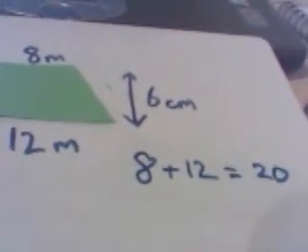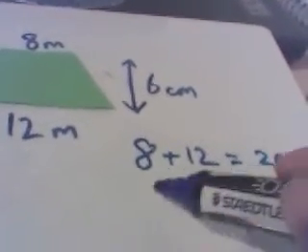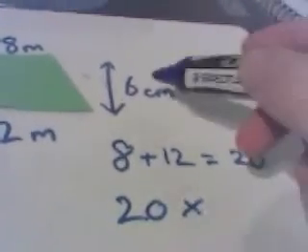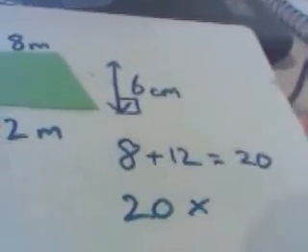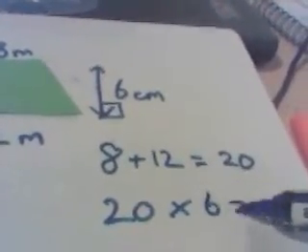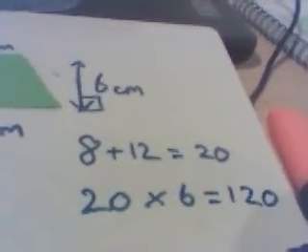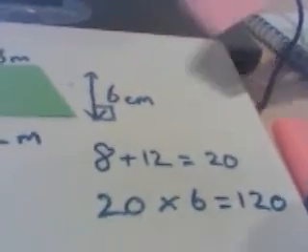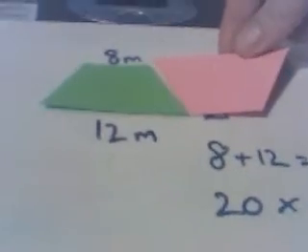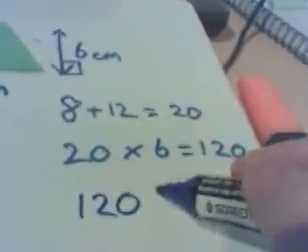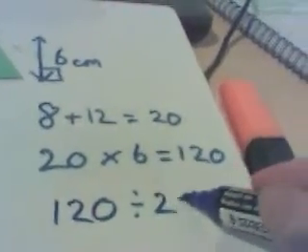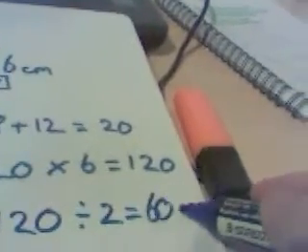Don't forget the area of a parallelogram is base times height, so the base is 20 times the height straight up, so it'd normally have a little right angle there, times 6 is 120. Don't forget that's for the parallelogram, so we only want half of that, so 120 divided by 2 equals 60 square centimeters.